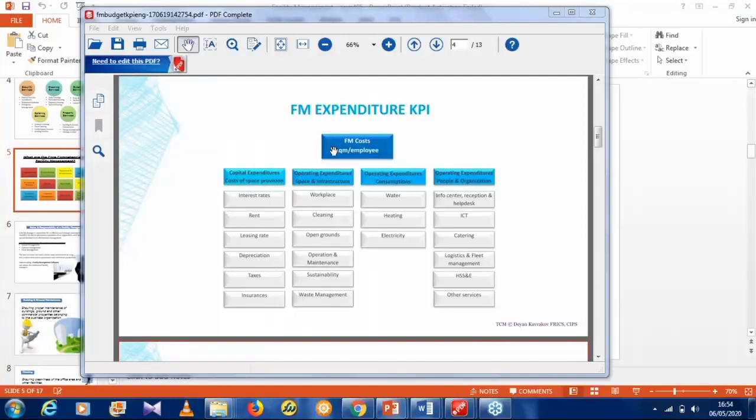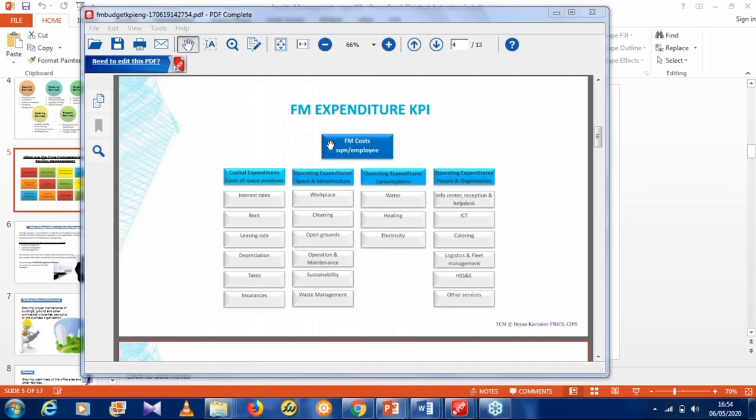There are key performance indicators that we try to explain in that class. In our previous class, rather, we talked about the cost, the capital expenditures or cost of space provision, and some costs that are attached to facility management. All right. Okay. Now we have also operator.